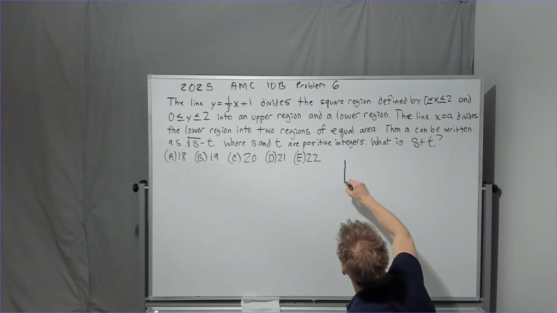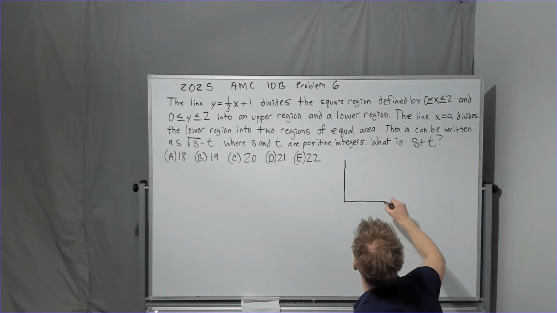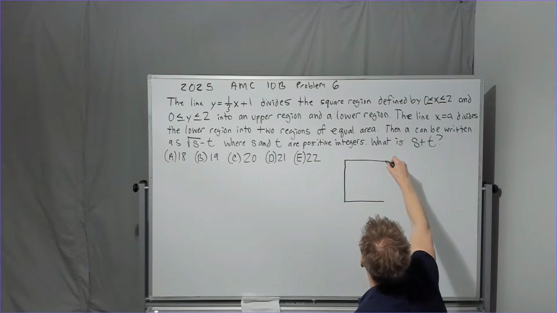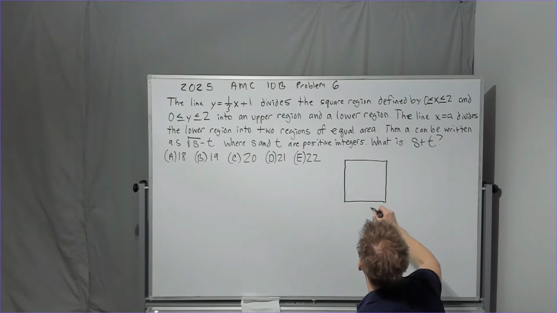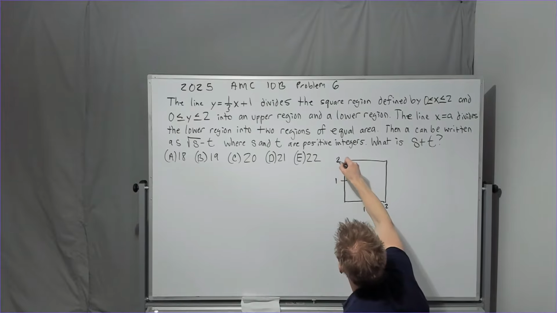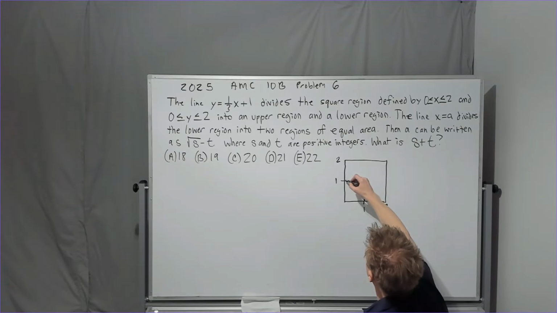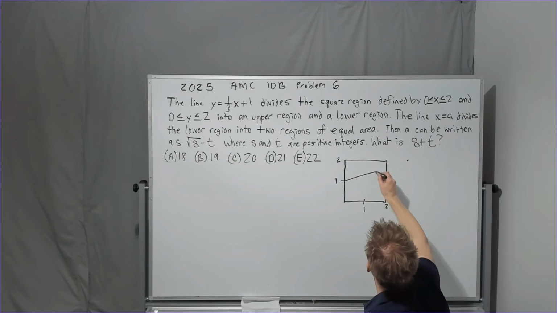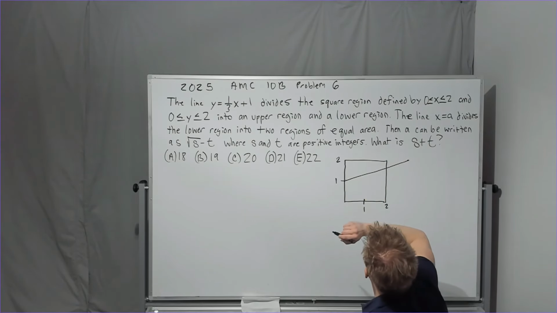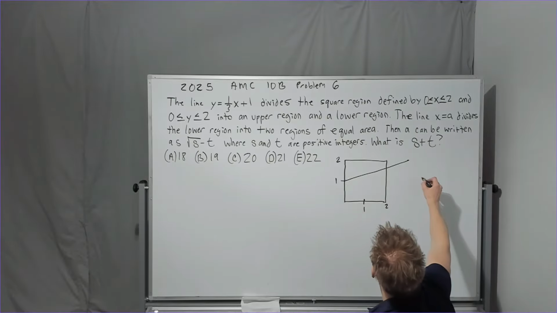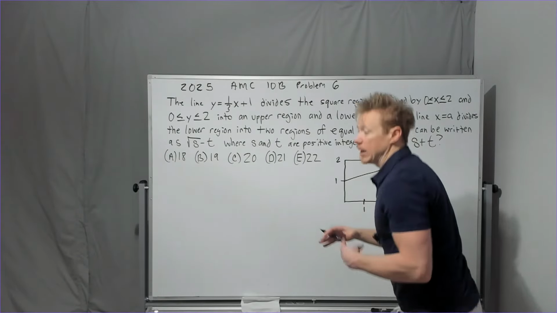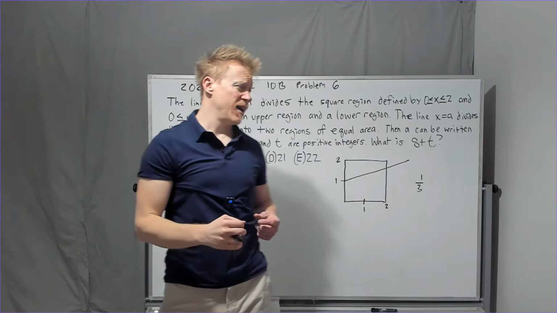So we'll go here, we will draw a square approximately, and this will be 1 and 2 and 1 and 2, and we're going to have a y-intercept of 1, and we're going to go up 1 and over 3. So we're going to end up over here and like that.